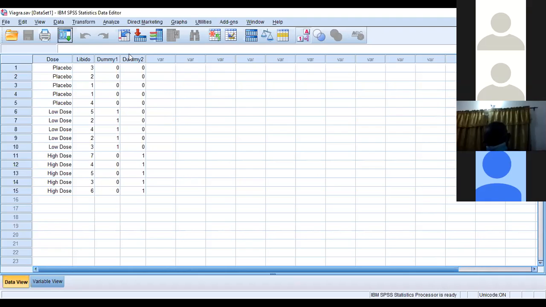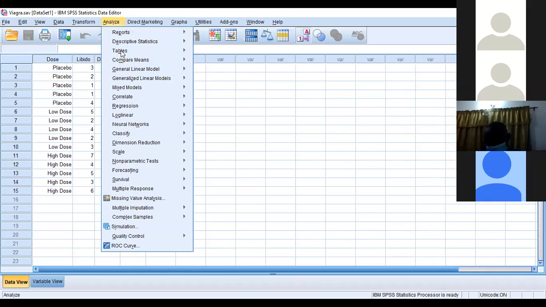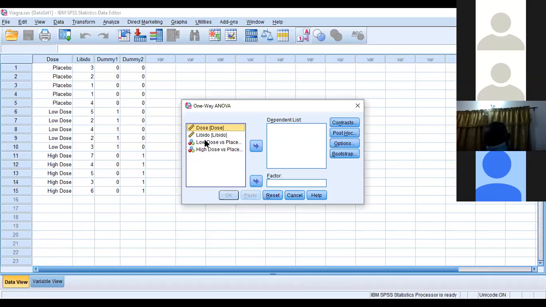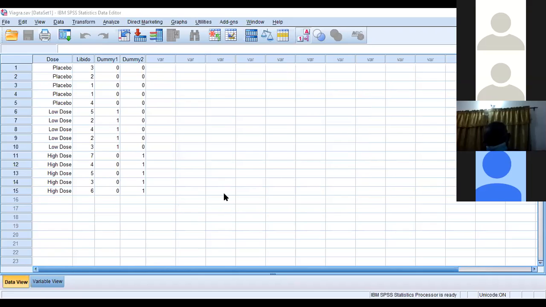Go to analyze. Then compare means, go to one way Anova. Then move libido to the dependent list. Then dose to the factor. Click OK. Then just leave that one for now, we will come back to it. Just click OK.